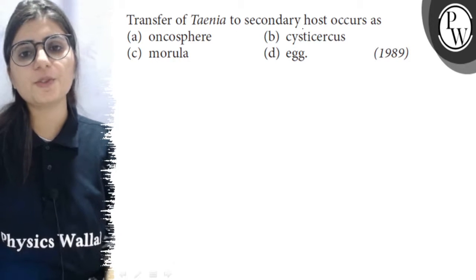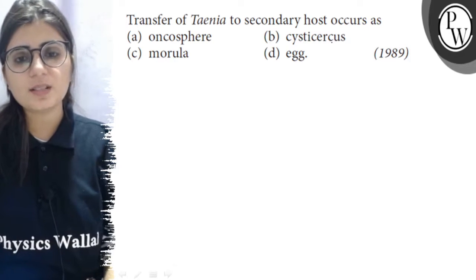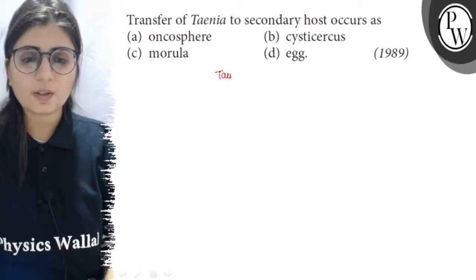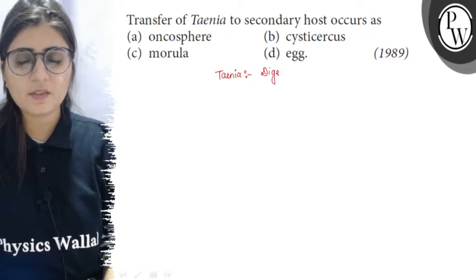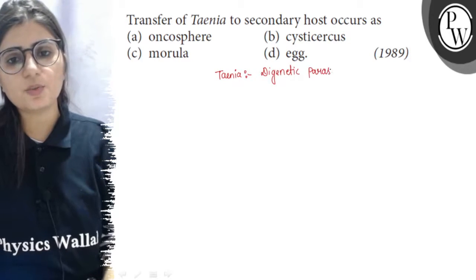Transfer of taenia to secondary host occurs as, and the options are A. oncosphere, B. cysticercus, C. morula and D. egg. So taenia or the tapeworm, it is a digenetic parasite, and when we say it is a digenetic parasite, it means it has two hosts.